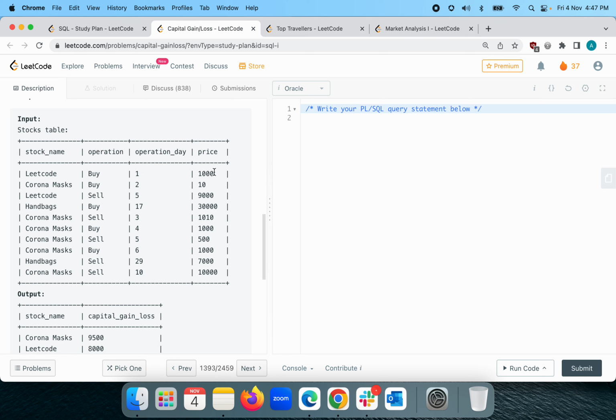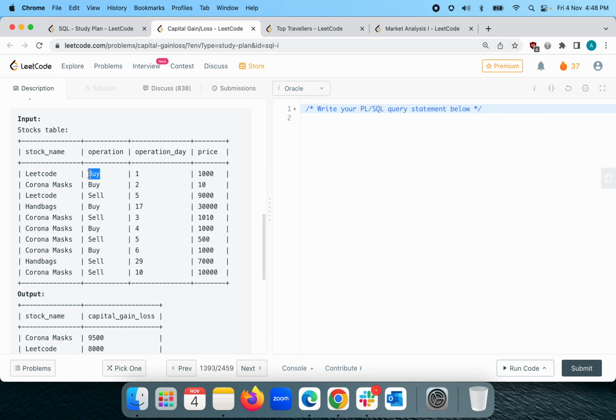So we can do one thing. We know that operation can be either buy or sell. For buy, let's say we are having X amount of money, and if we are buying something, our net amount of money will be X minus 1000. If I am selling something, my net account, that is X, will be increased by 9000 rupees. Is it clear?